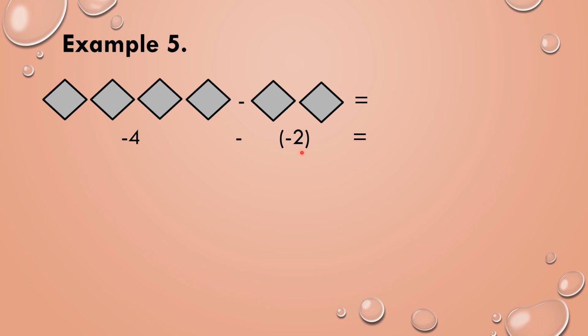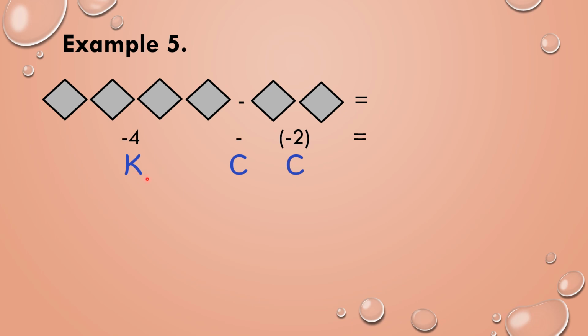Again, apply the process of KCC. Yung K, itatapat natin sa unang number, which is the negative 4. Yung C, sa minus sign. And then, yung pangalawang C ay sa negative 2. Don't forget to write the open and close parentheses, okay? On the second number. Okay, so let us now apply.